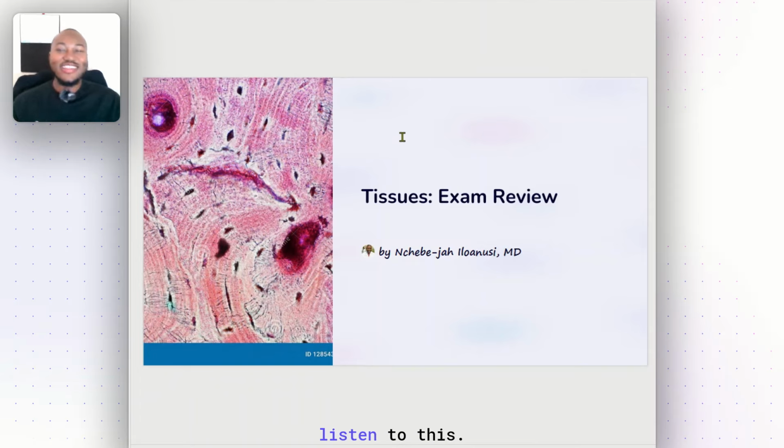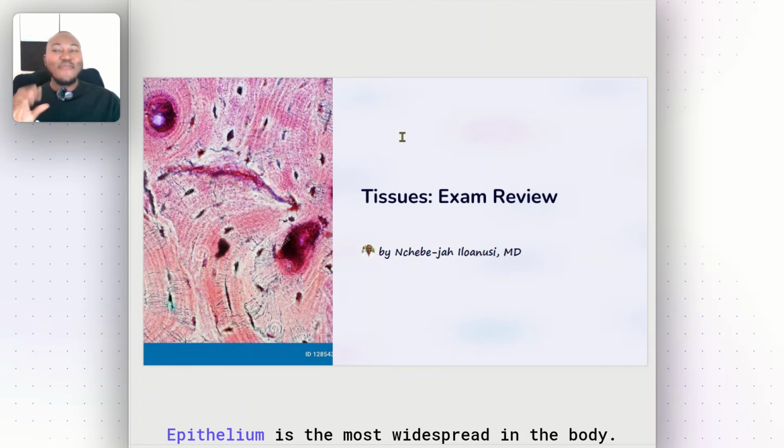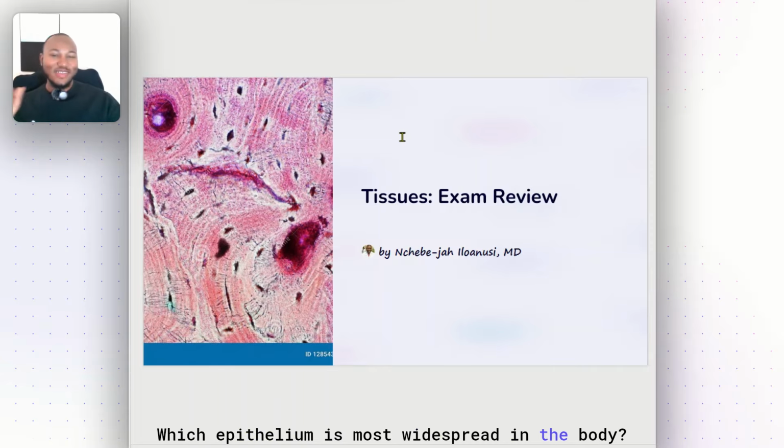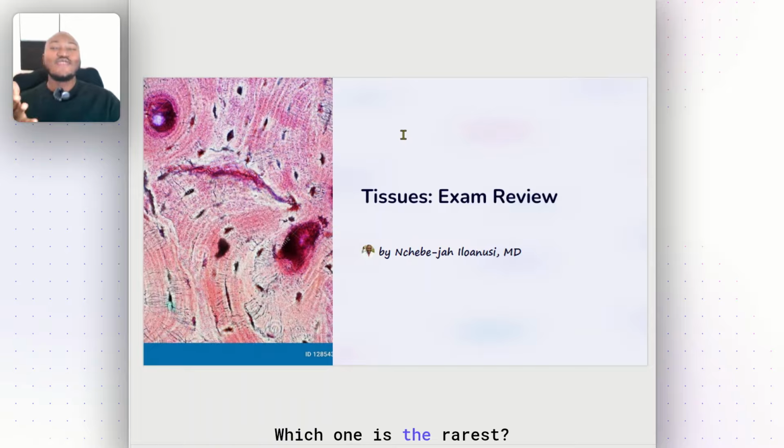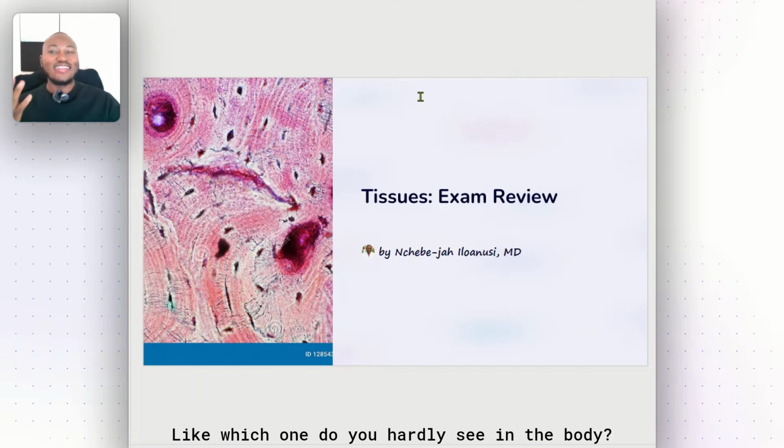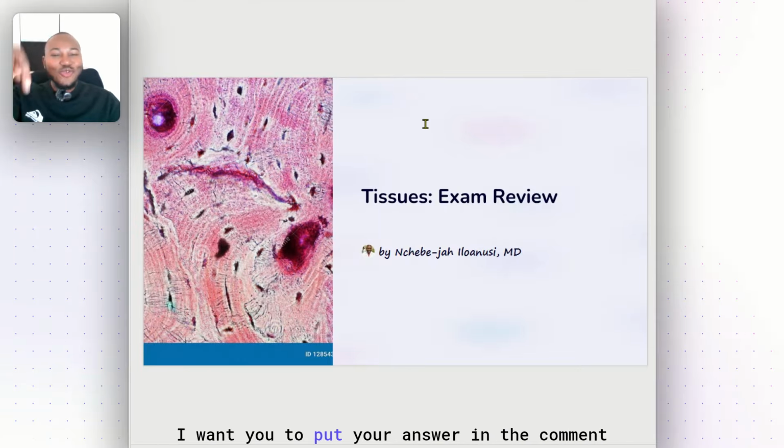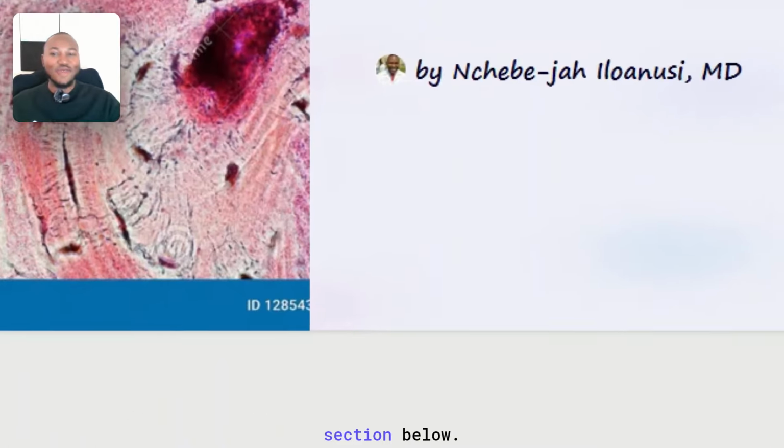Okay, listen to this. Dash epithelium is the most widespread in the body. Which epithelium is most widespread in the body? Which one is the rarest? Which one do you hardly see in the body? I want you to put your answer in the comment section below.